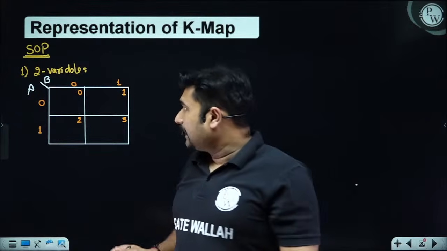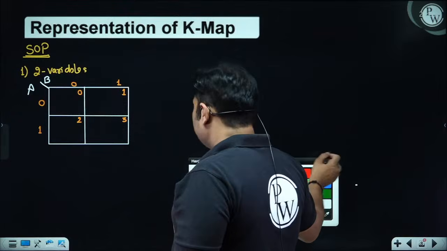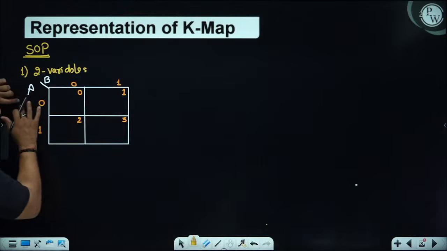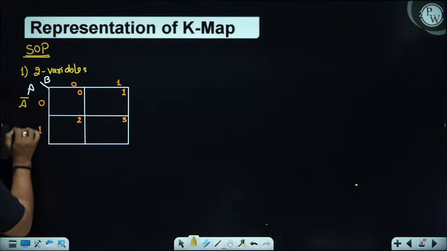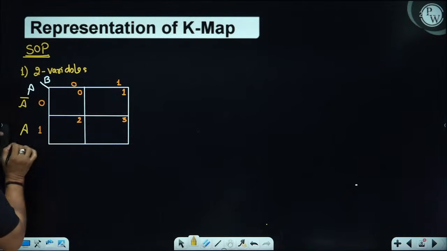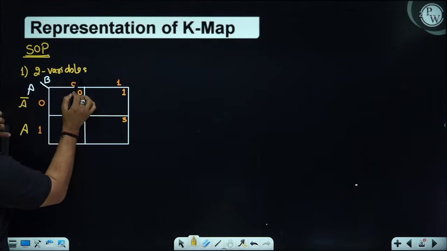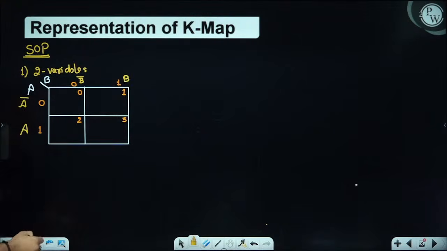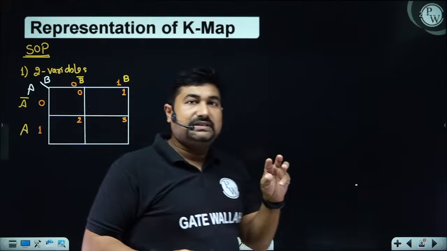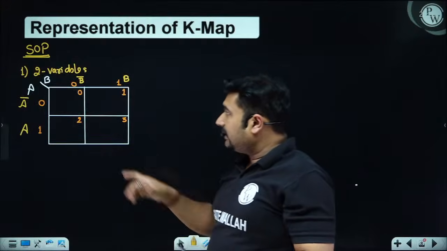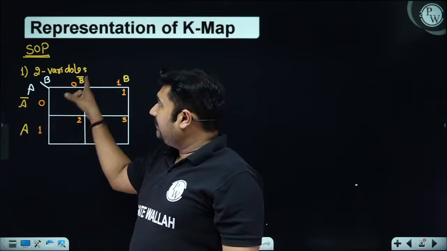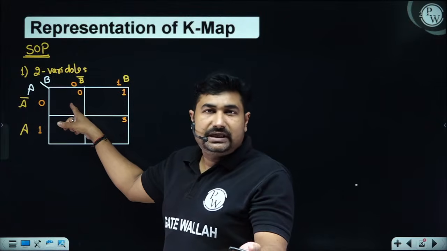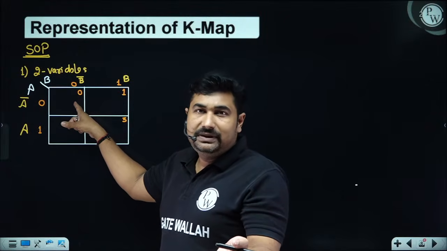Is it okay? Since this is SOP, in SOP, 0 is represented by the variable complement and 1 is represented by the variable. So basically each sub block is representing one minterm, and the minterm of this is A bar B bar. We all know about the minterm of 0 in terms of AB. This is A bar B bar.